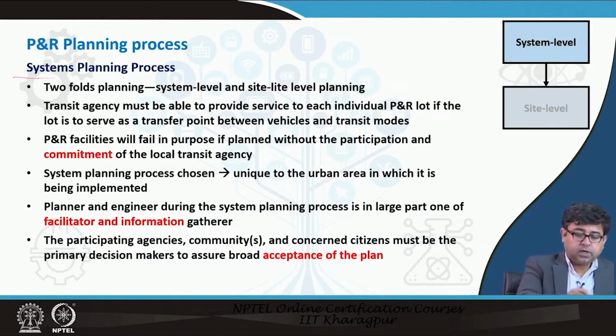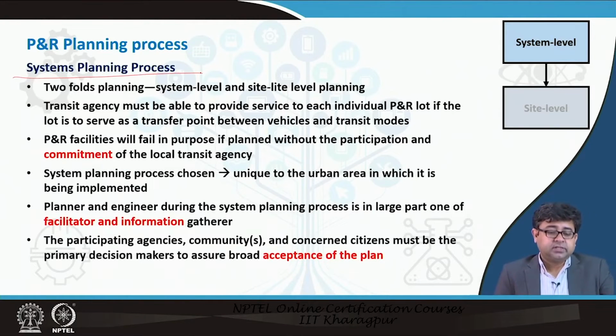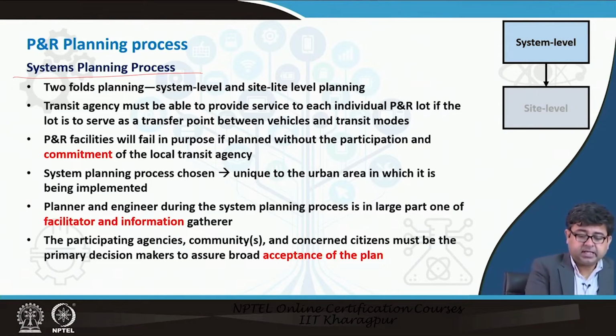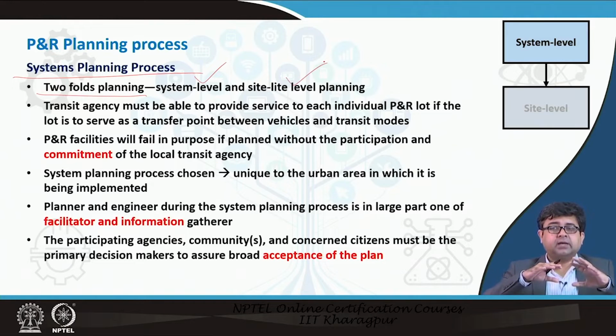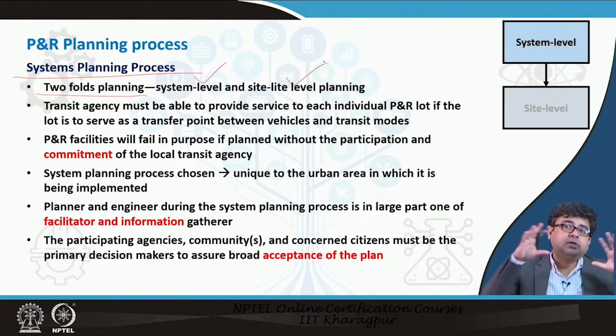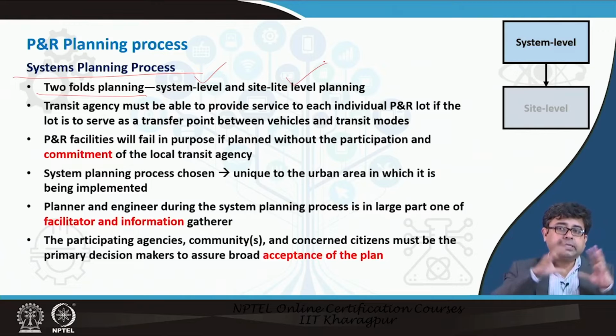So, the park and ride planning process adopted something called the systems planning process. The systems planning process is twofold: one is the system level, one is the site level. You have to look at a park and ride facility from the point of view of the urban transport system as a whole, and connect all the park and ride lots appropriately, and then you have to have some site-specific planning for each of the park and ride lots as well.